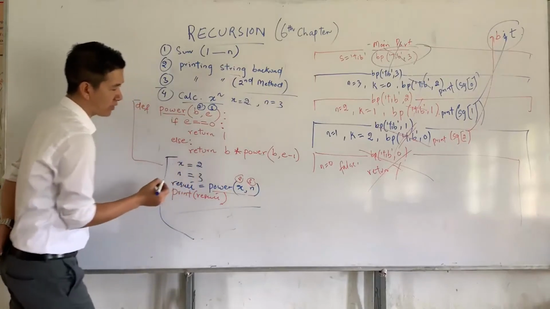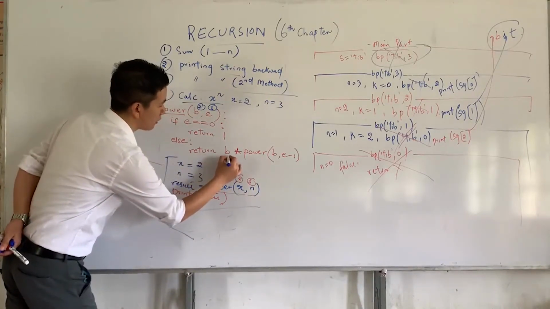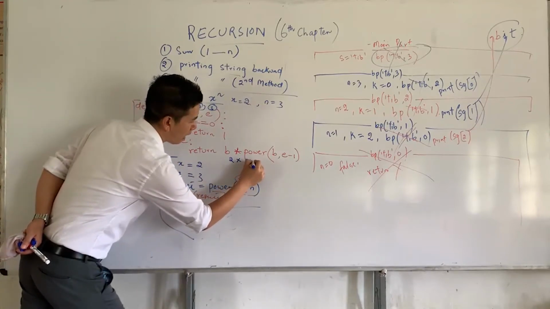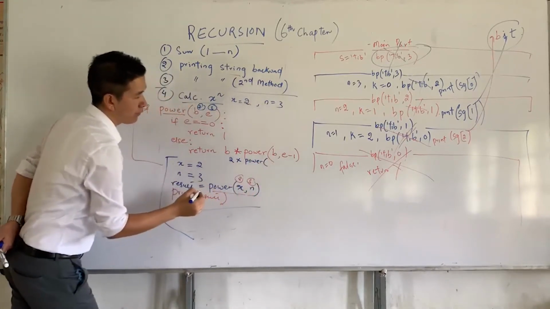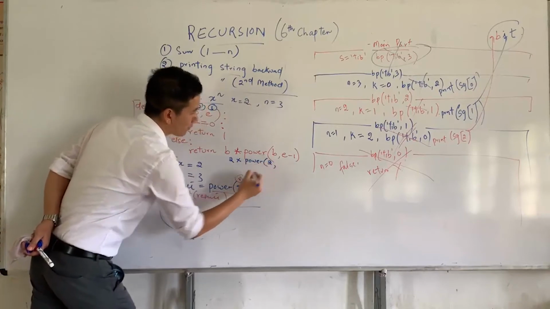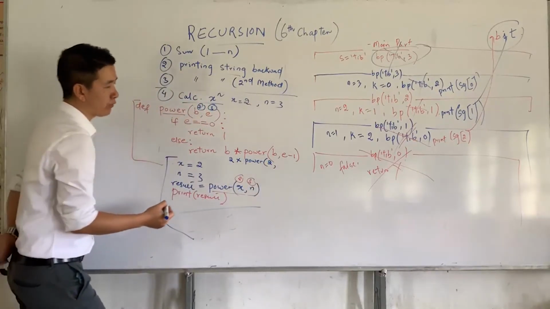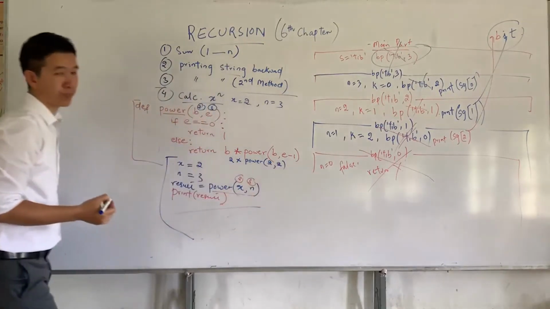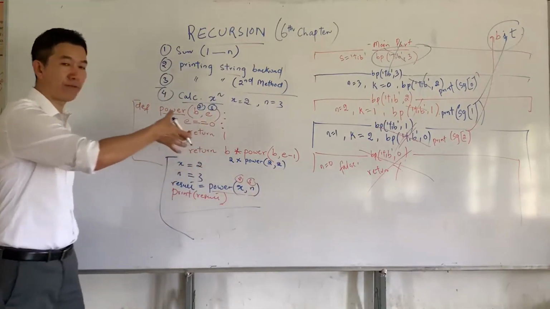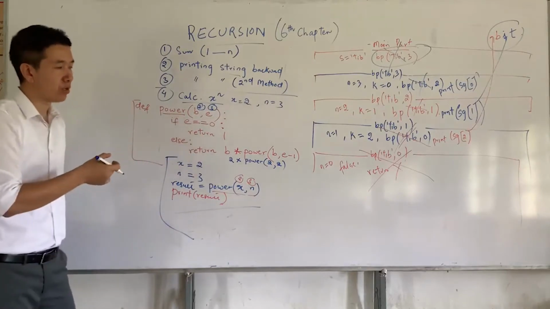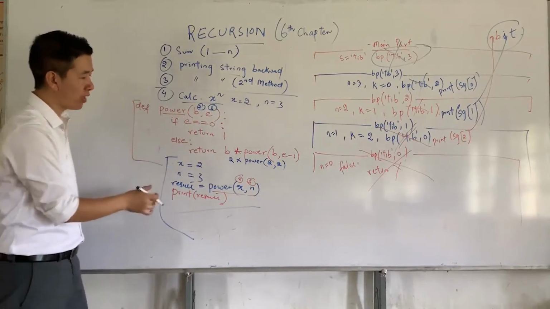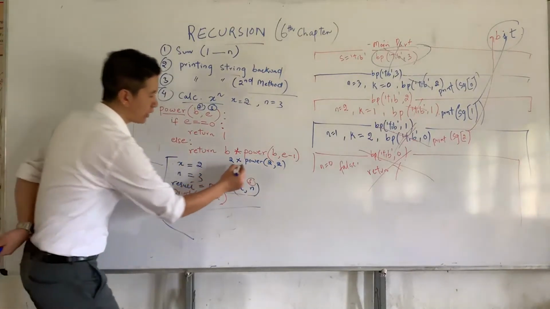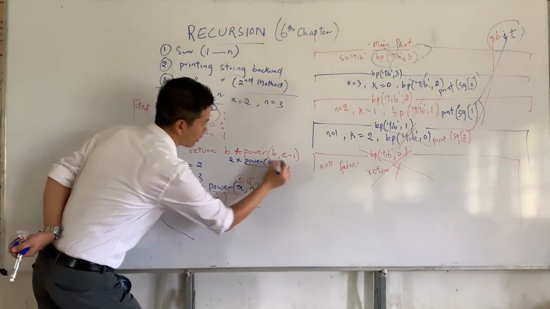So this will give us the result of the value of b being 2 into, again you have a recursive call. The value of b will still be 2, and the value of e being 3 will now change to 2. Okay, so the result of the return statement of the first function call will be 2 into power 2 comma 2. Okay, so again you have a function call here.